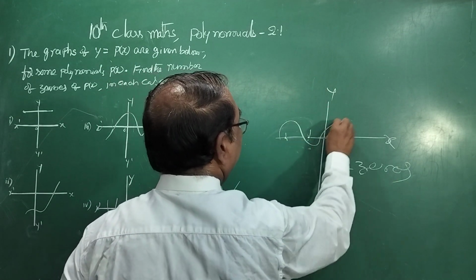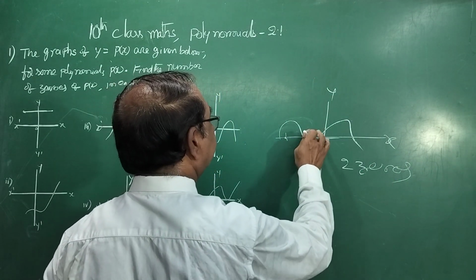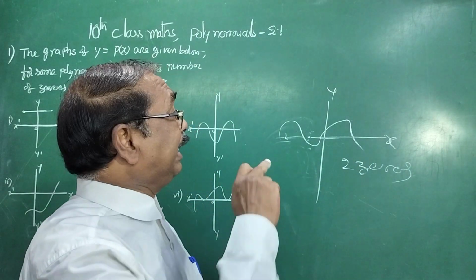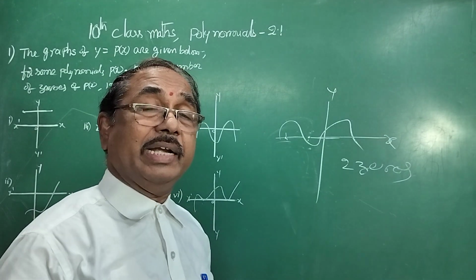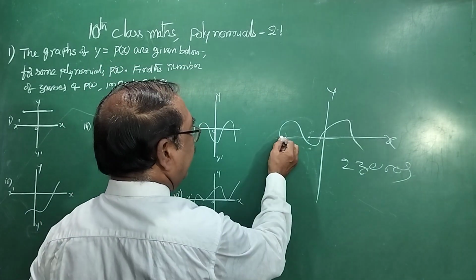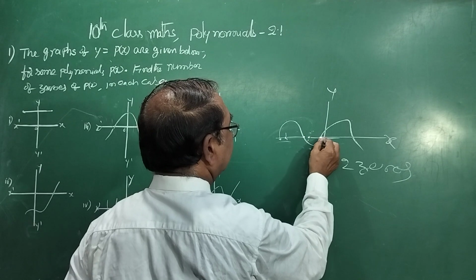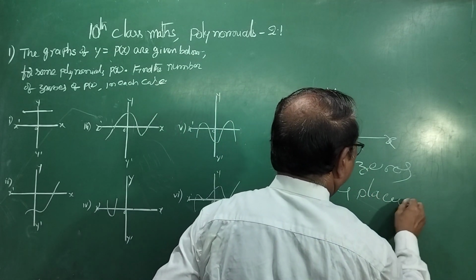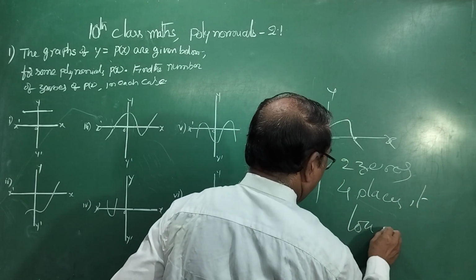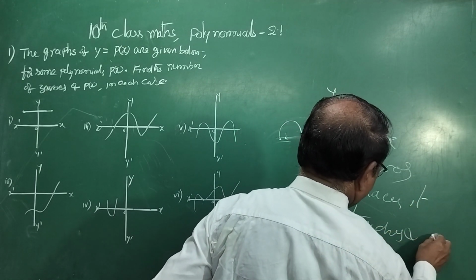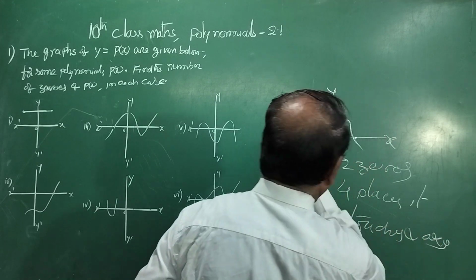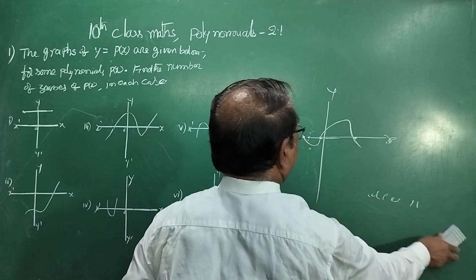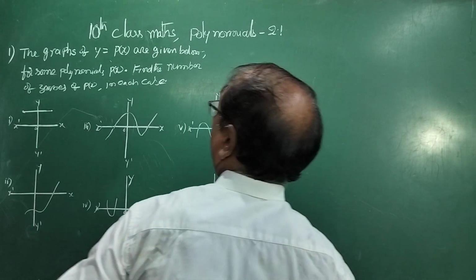Suppose, let us see, how many zeros does this curve have? At how many places does it cross the x-axis? One place, two places, third place, fourth place. Four places it touches the x-axis. So four zeros are there. Like that we tell. Let us go to the problems.